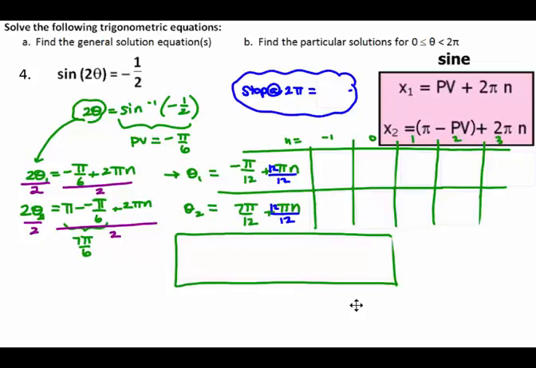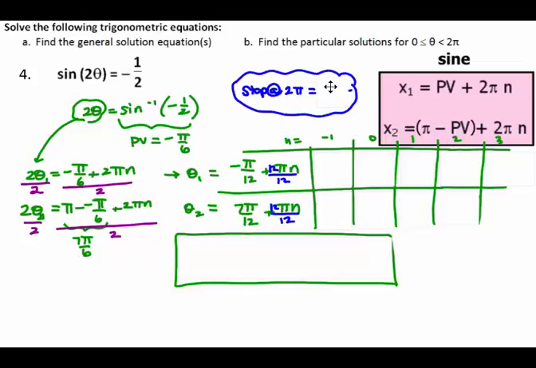Now the reason I have this extra little 12 over 12, if you can read the handwriting, is I like to have that common denominator fraction. So I divided negative pi over 6 by 2, I got negative pi over 12. Instead of just saying plus pi n, I'm going to say plus 12 pi over 12 n. Same thing over here. I divided 7 pi over 6 to get 7 pi over 12, and I'm adding pi n, so I just called it 12 pi over 12.